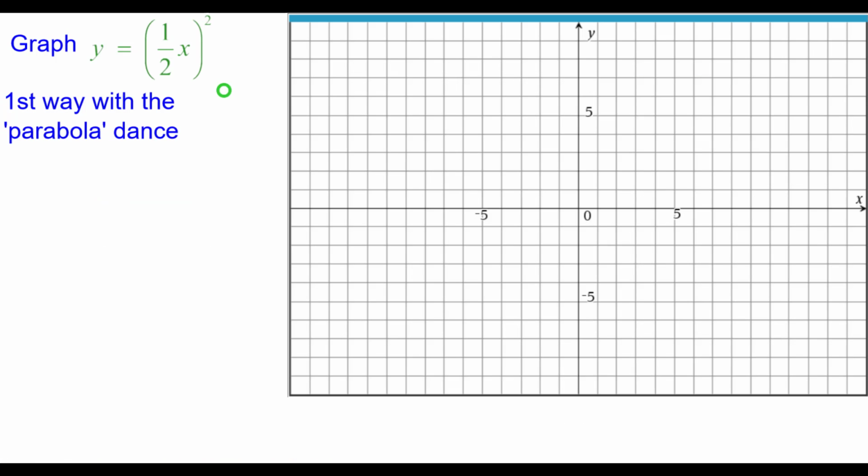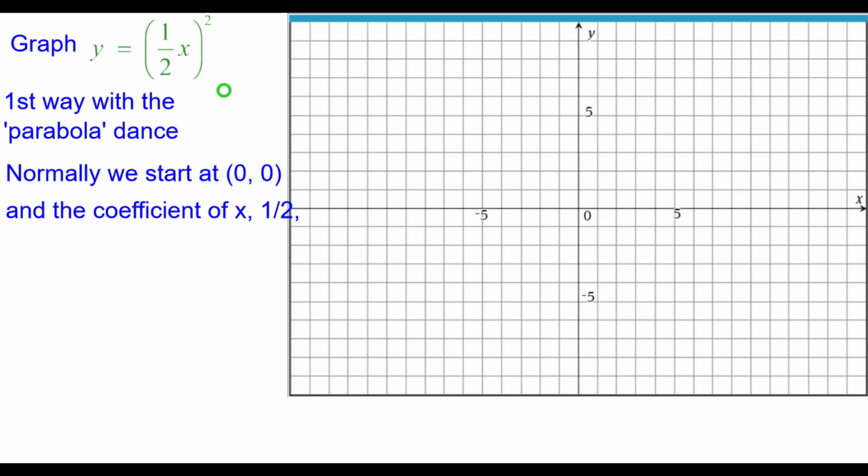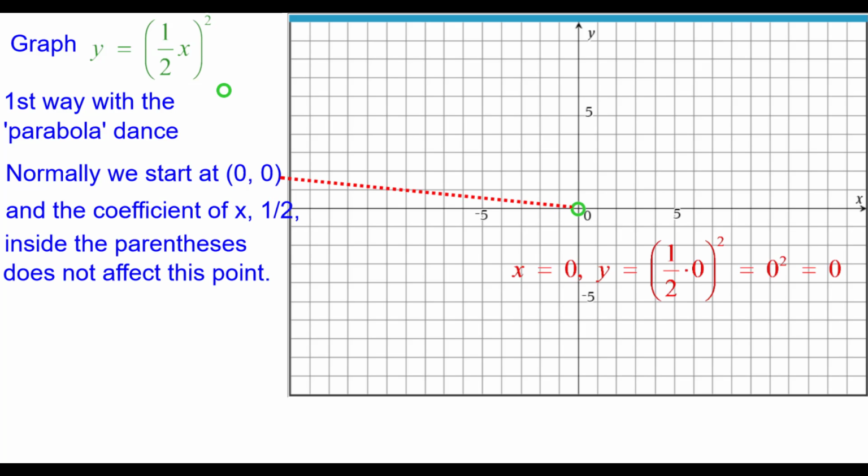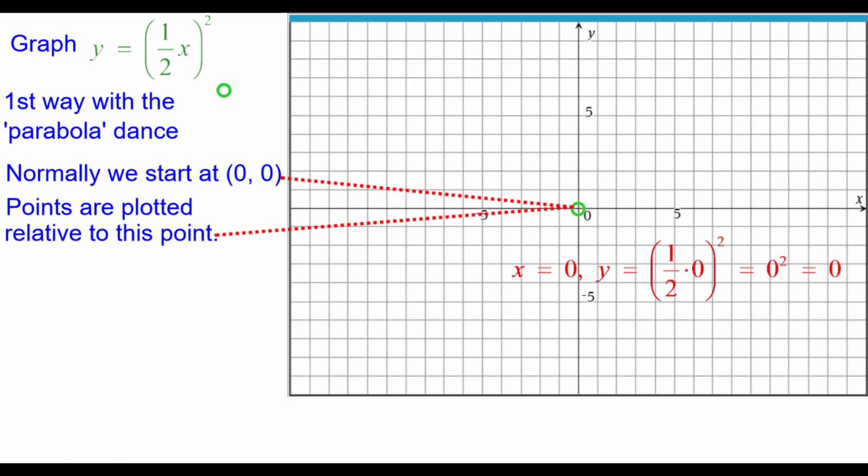The first way is with what we call the parabola dance. Normally we start at the origin, and the coefficient of x, which is 1/2, inside the parentheses does not affect this point. As you can see, when x equals 0, y is also equal to 0. And we're going to plot points relative to the origin.